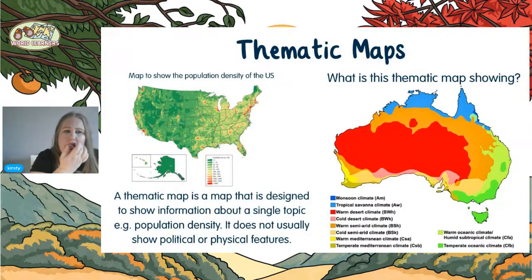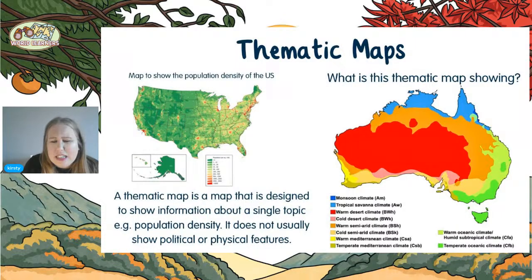And for example, we've got that one on the left there, which is showing the population density of the United States of America. So we've got a little key there. Don't worry, we don't need to be able to see it in much detail. And we've got our map and those different colours showing us the populations. It doesn't usually show political or physical features.